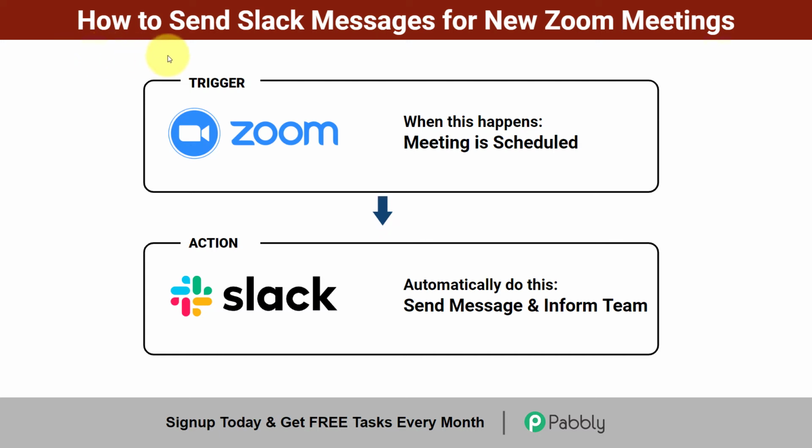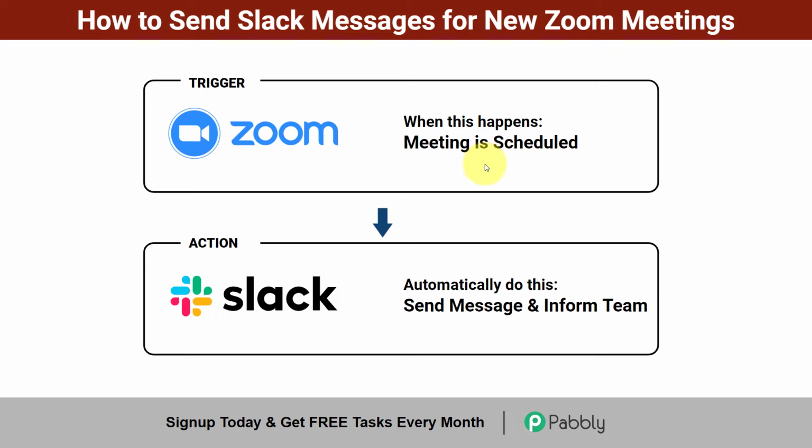In this video, I will show you how to send Slack messages for new Zoom meetings automatically. So here I have a question: whenever you schedule any meeting into your Zoom account, how do you inform your team about this meeting on Slack? Of course, you copy the meeting details every time and then manually send the message about every meeting. But what if I tell you that you can entirely automate this process?